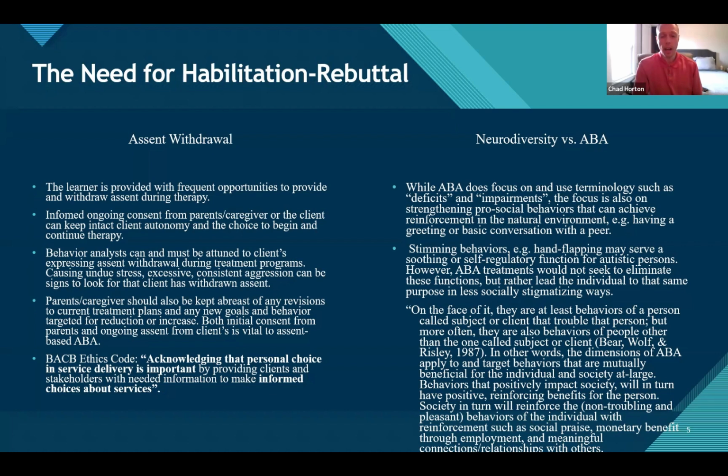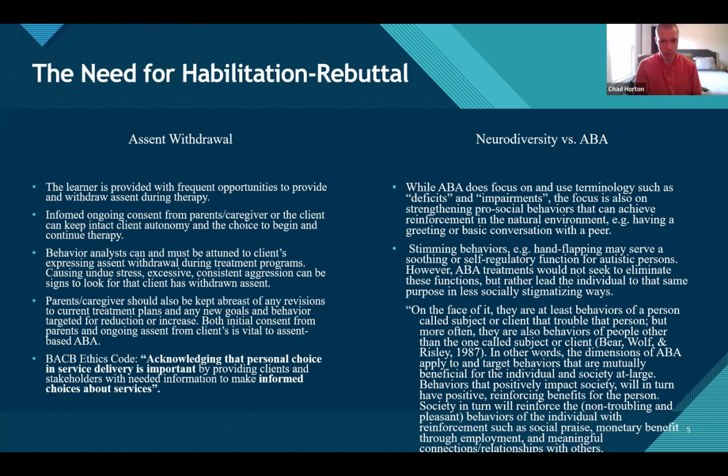And then the case I would make is that those are benefiting not only society, but also the individual, because it's kind of like a back and forth game where, if we have those pro-social behaviors in place, there will be reinforcing things given in return. For example, social praise, the benefit of making money at a job, and meaningful connections and relationships with others can be developed when those social skills are in place.